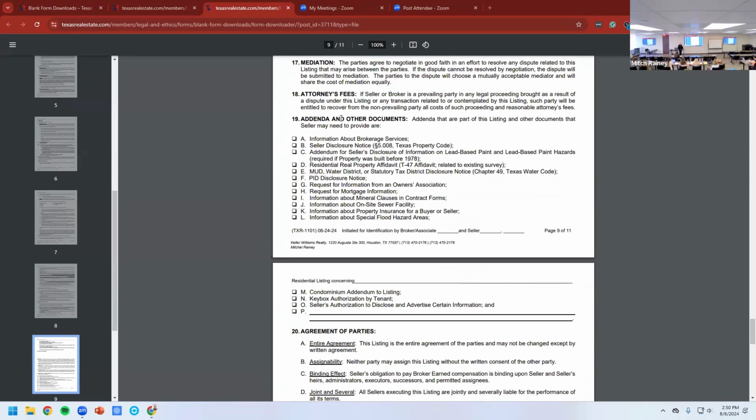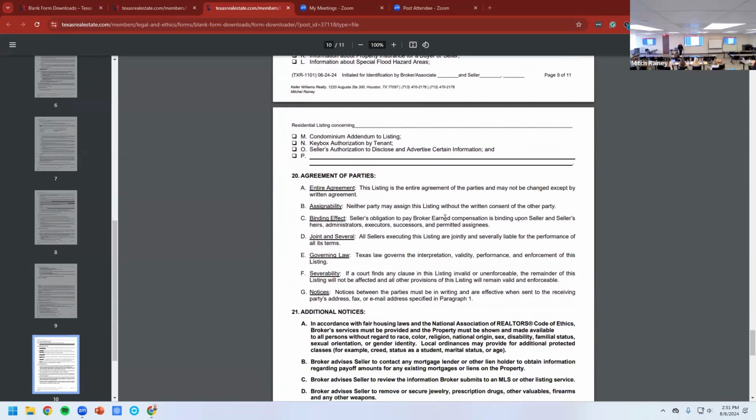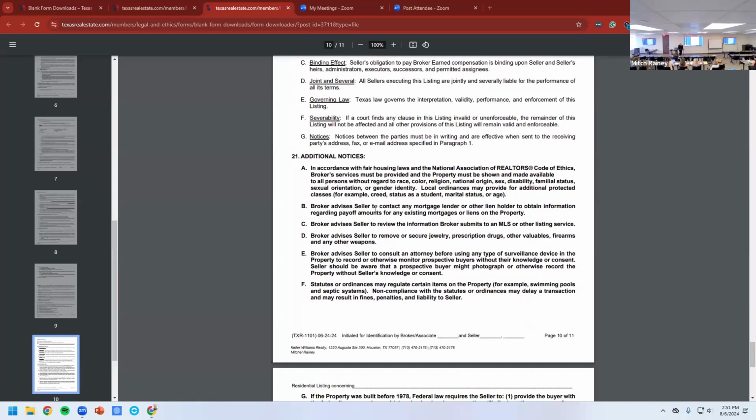All right, so then you have your attorney fees, mediation, all of that, addenda and other documents. Anything you're adding with this, or giving to that seller, you're going to check in paragraph 19. Paragraph 20, the entire agreement. Paragraph 21, that statement that says that our fees are negotiable, that used to be in 21. They moved it to paragraph 5. Just bold it in paragraph 5.